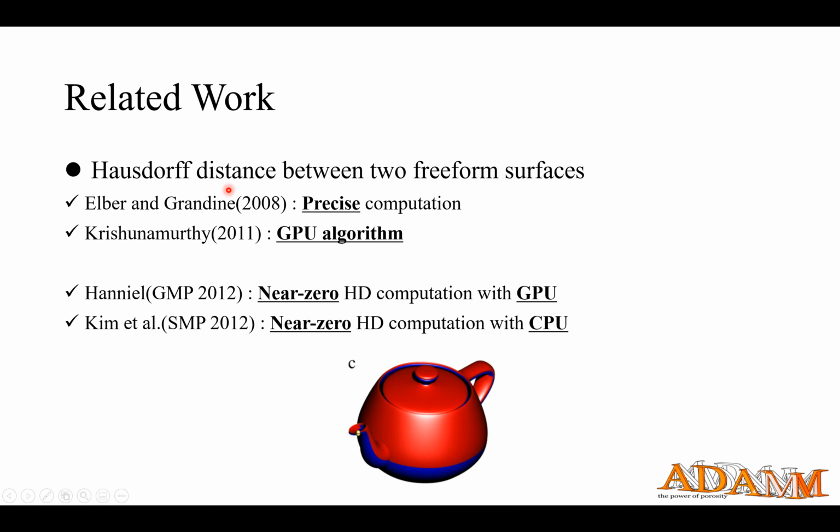In the case of freeform surfaces, Elber and Grandine have computed precise HD. Krishnamurthy mostly devised a GPU algorithm using AABB3. Haniel also proposed a GPU algorithm for near-zero HD. At last, Kim et al. came up with a CPU-based real-time algorithm to handle near-zero HD.